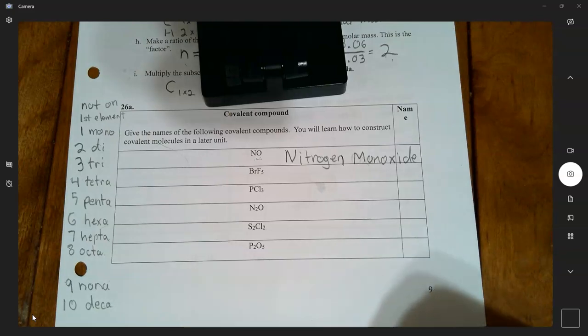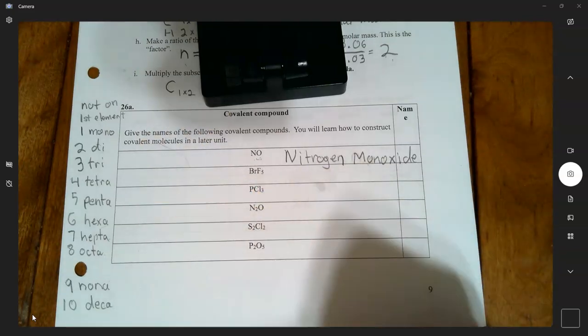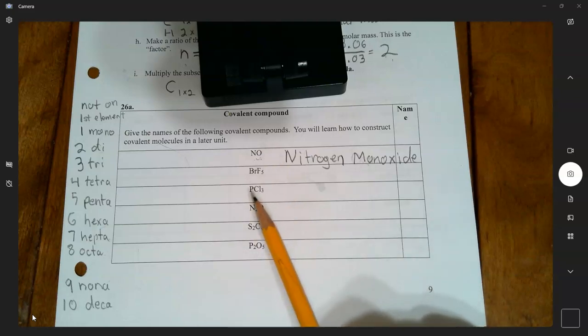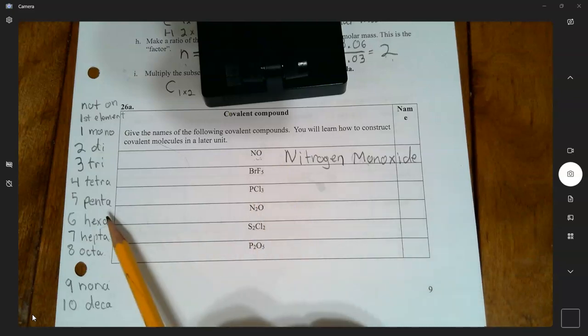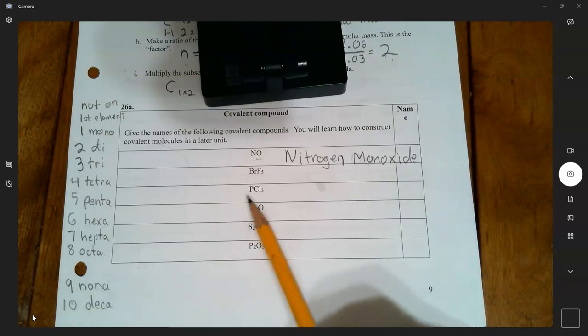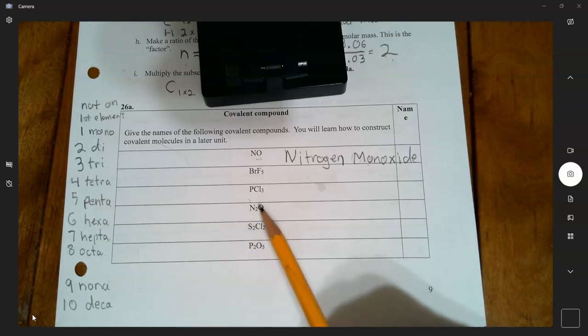Okay, let's do this one. Try to do these before me. See if you can go ahead and use these. All right, so this one is going to be bromine, and 5 is penta, so bromine pentafluoride. Stop the video and do these yourself first. This is phosphorus trichloride.